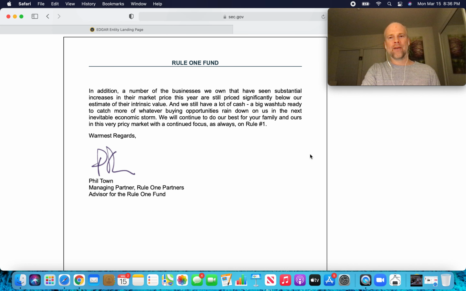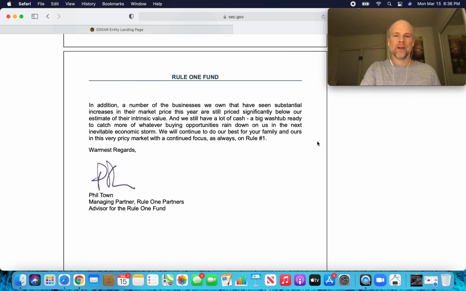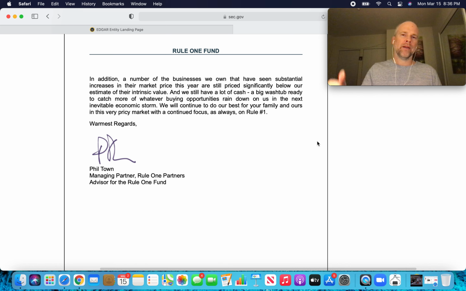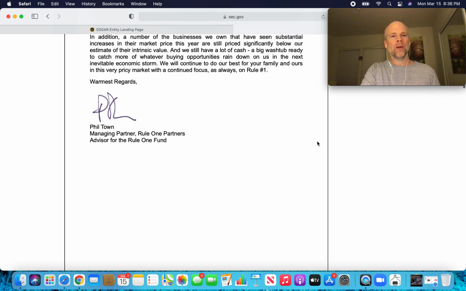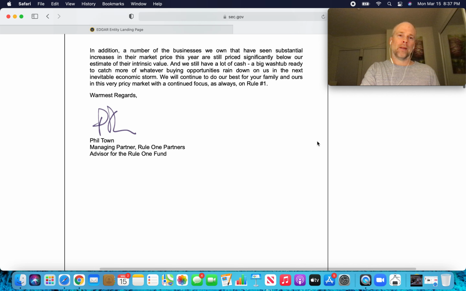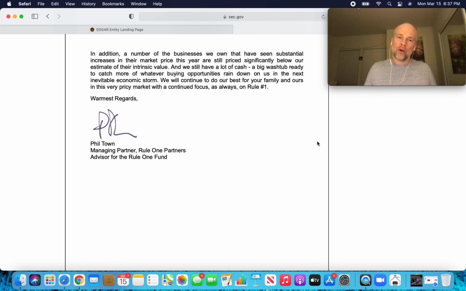So there you have it, guys. Phil Town still has a lot of cash. He's less pessimistic, it seems, in the short term because of all of the factors that were previously mentioned. The willingness of the Fed to print, print, print to keep us from heading down a dark road. But that printing could lead us down another dark road, not as soon as perhaps if we weren't willing to print.